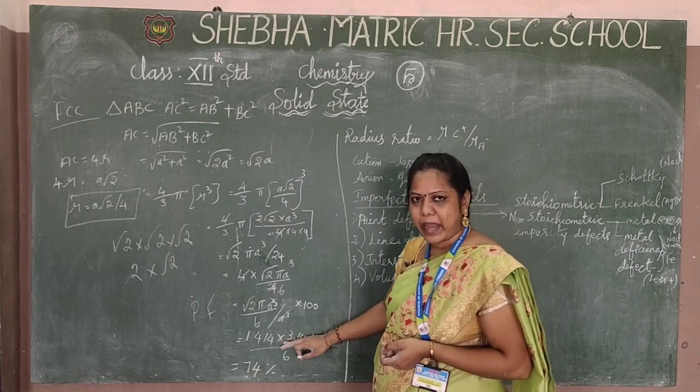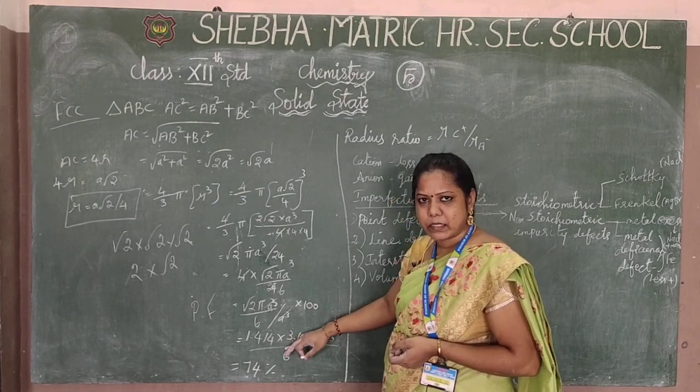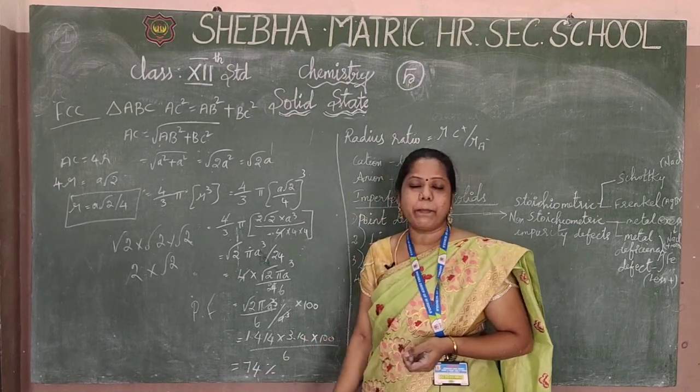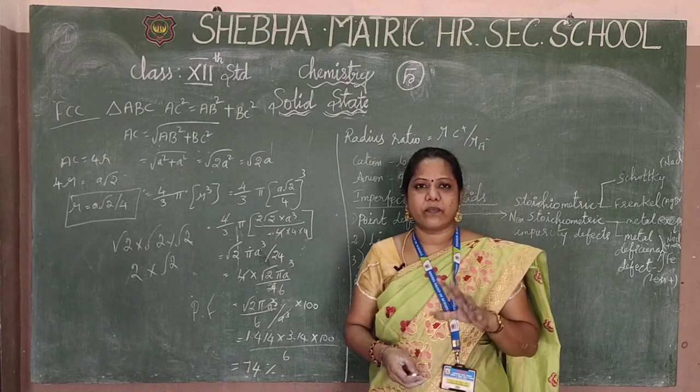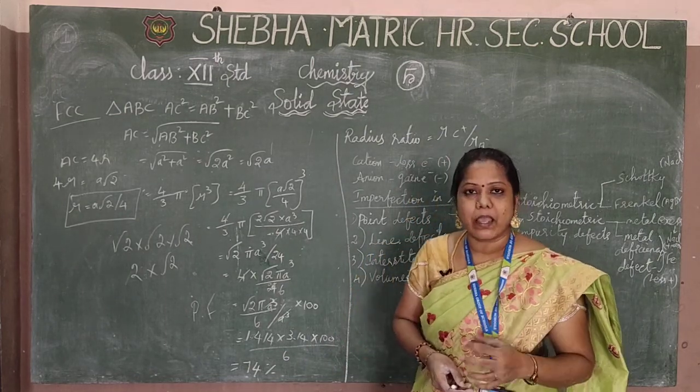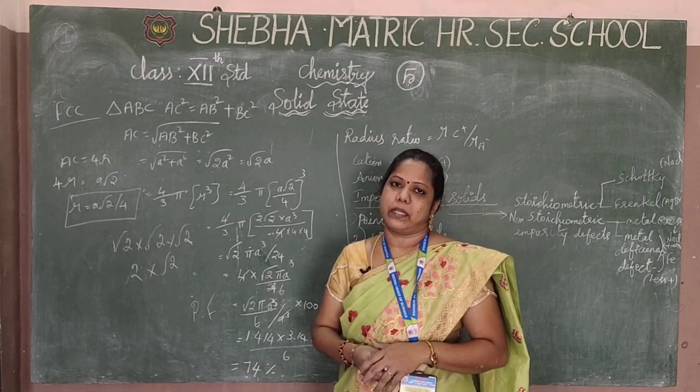This is the final stage. You have to simplify these calculations. You can get the percentage: 74% for FCC, that is the face centered cubic unit cell. The packing efficiency is 74%.